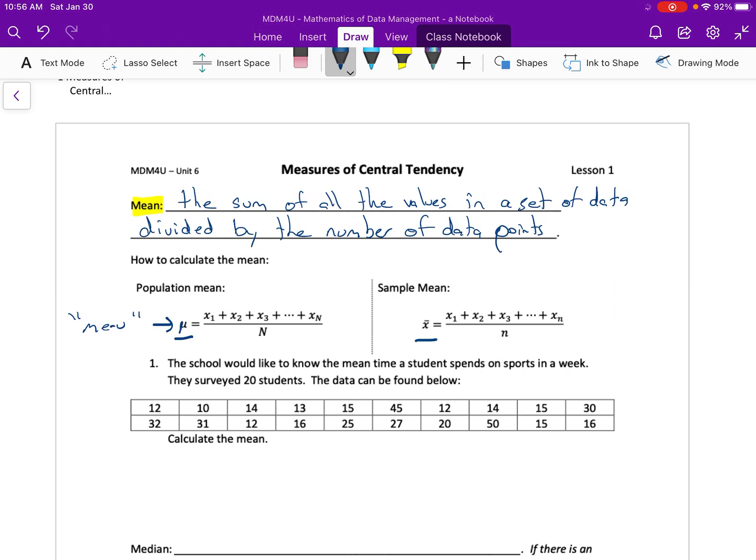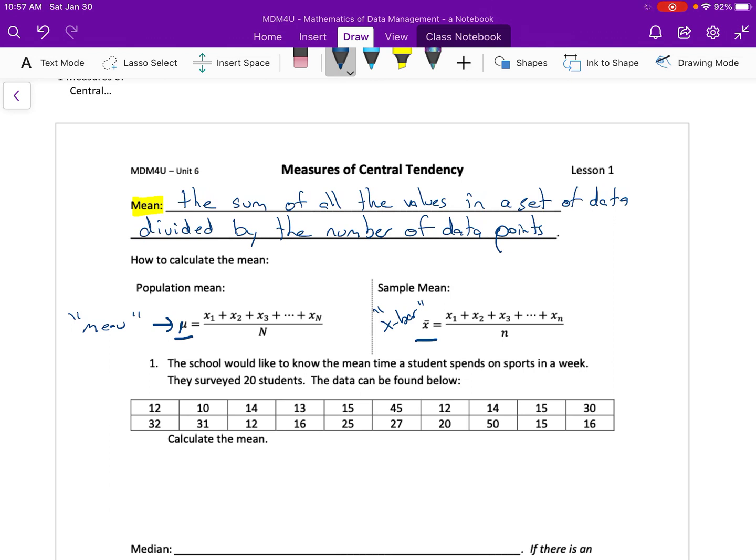I remember we laughed at that in high school. And this one is called X bar. And X bar is the one that you're probably going to see and use most of the time, because it's not too often that you have a whole population. And it's not always clear if it's the population or not. So we're just going to use X bar as the notation.